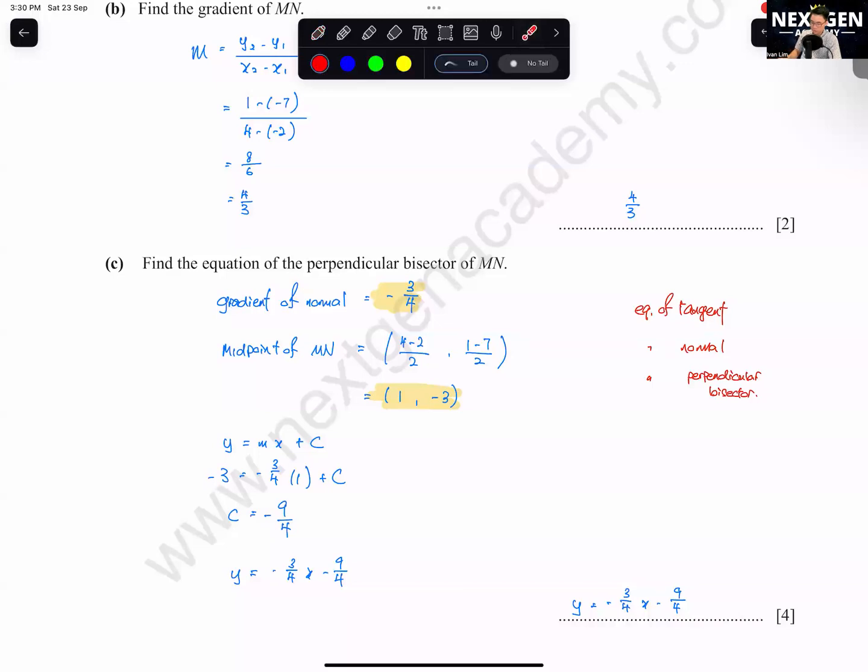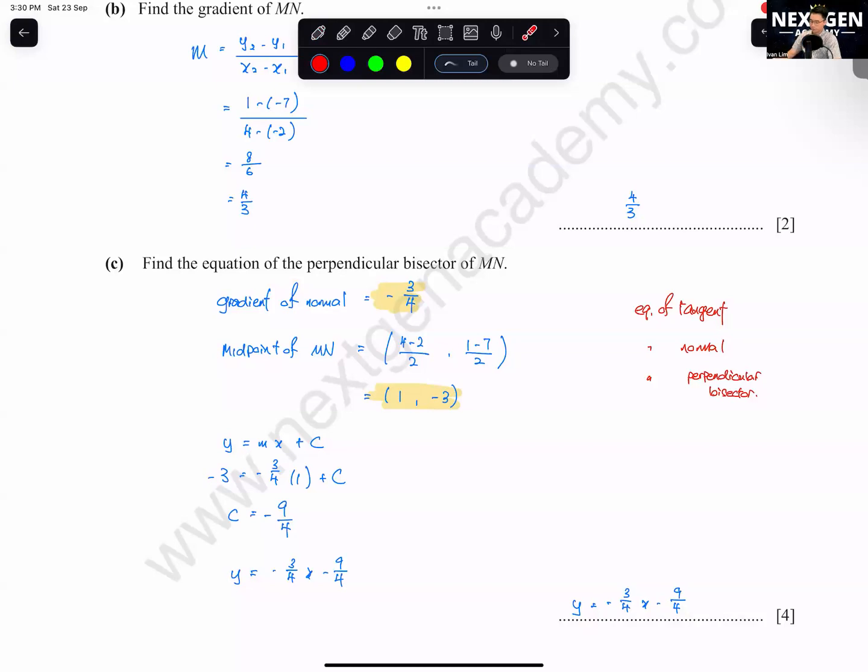This one cannot. This is perpendicular bisector. For perpendicular bisector, you need to use the midpoint. Okay, unless you are finding the equation of normal. Okay, equation of normal, then can. No, sorry, only equation of tangent can.